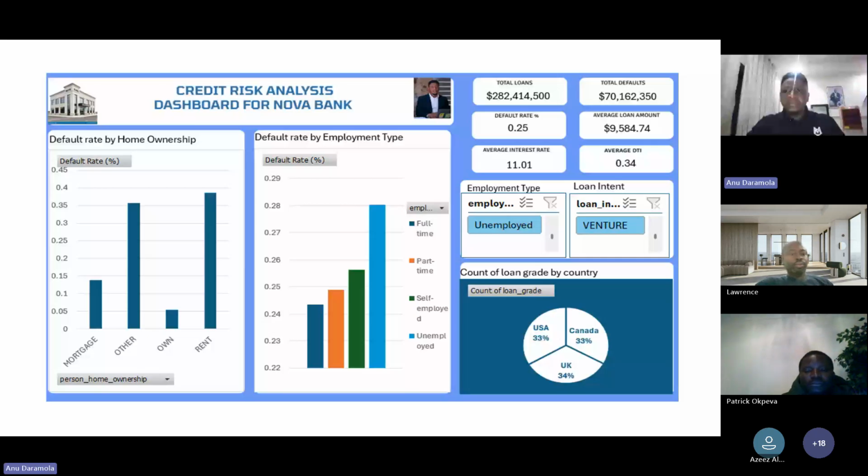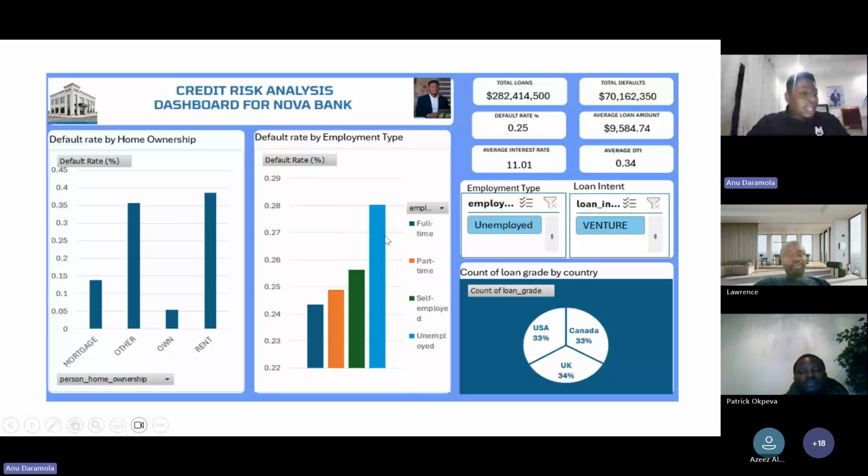I need to talk about the total loan here. So this segment talks about the total loan, the total default rate, the average loan amount, and the average interest rate. Okay, so we come here, and this default rate by employment type shows us how the people who are unemployed are also part of the people who significantly default when it comes to repayment of loan. And the people who are fully employed actually happen to be the lowest risk.